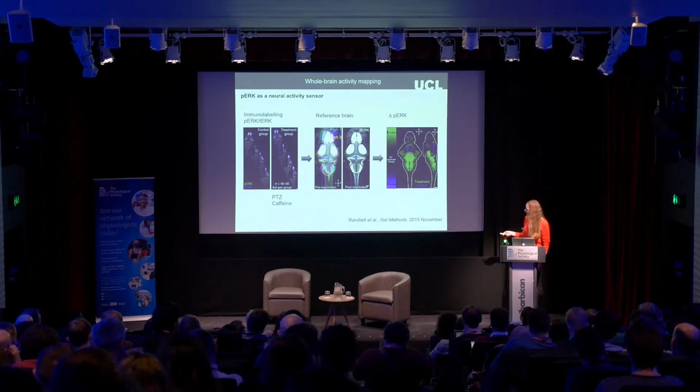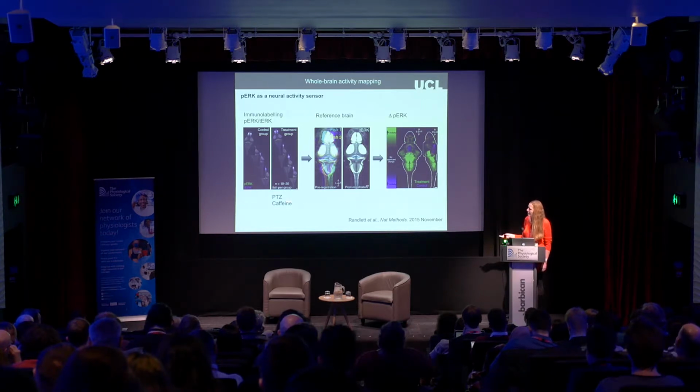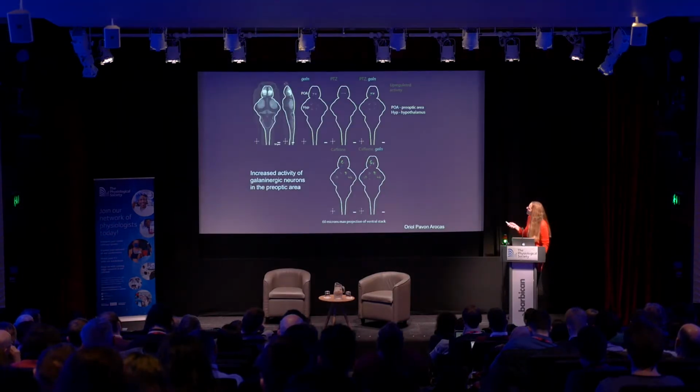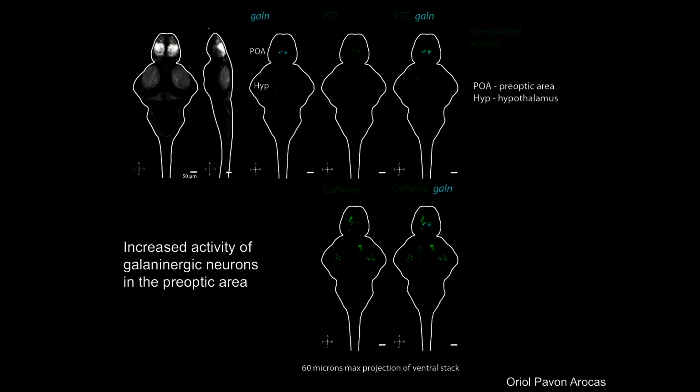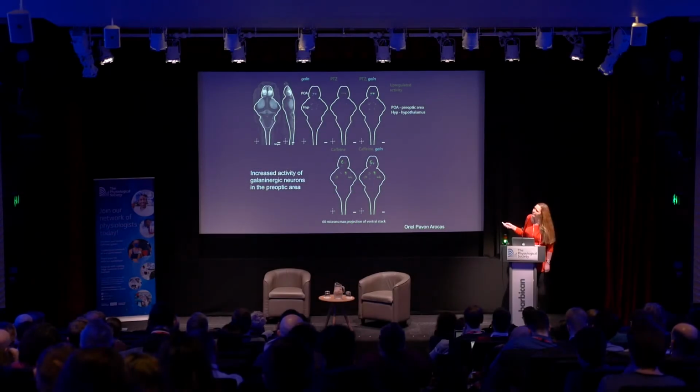So we did that, as I said, for fish during rebound sleep after PTZ and caffeine. And these are the results here. So here you just see an outline of the zebrafish brain. We're looking dorsally down on the fish. This is the forebrain, the optic tecta are here. And this is what galanin expression looks like in zebrafish. We have two main populations, one in the preoptic area and one in the hypothalamus.